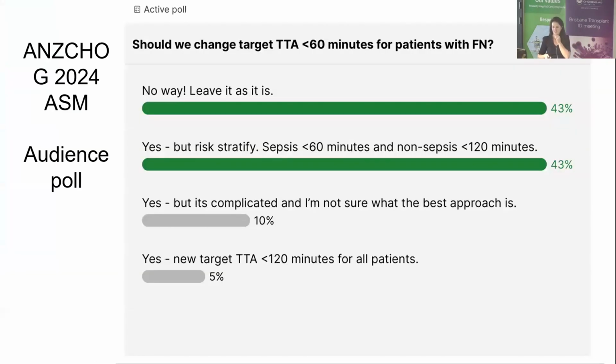These data were presented at the ANZCHOG annual scientific meeting in 2024, and I did an audience poll. This is obviously non-binding and doesn't mean that we're going to be changing anything quickly, but 61 people voted on that. You can see that there's a 50-50 split between no way, leave the targets of less than 60 minutes as they are, and just over half saying, yep, we should do something. I'm not sure what it is, some sort of risk stratification process.